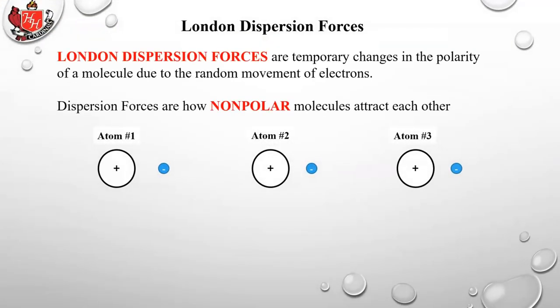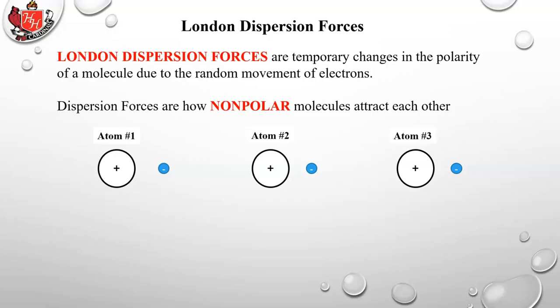A third type is London dispersion forces. London dispersion forces are temporary changes in the polarity of a molecule due to the random movement of electrons. Dispersion forces are how nonpolar molecules attract each other. Now, all molecules, polar and nonpolar, have London dispersion forces, but they're the only type of forces that nonpolar molecules have, and therefore they're very important when we talk about nonpolar molecules attracting.